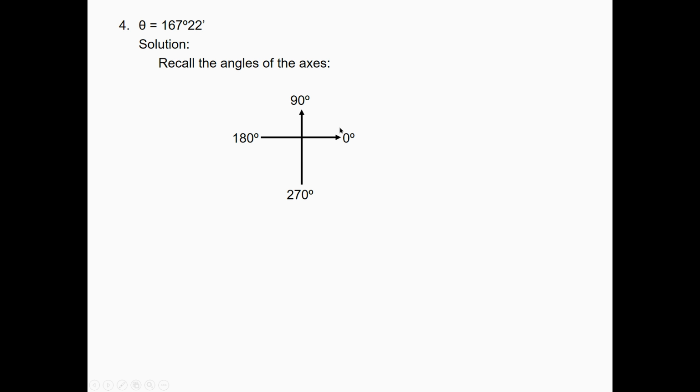Okay, number 4. Theta is equal to 167 degrees and 22 minutes. Okay, remember 0 degrees, 90 degrees, 180, 270. And if you get it back up here, you're at 360. So 167 degrees, 22 minutes, it's between 90 degrees and 180 degrees. So our theta is a quadrant 2 angle.